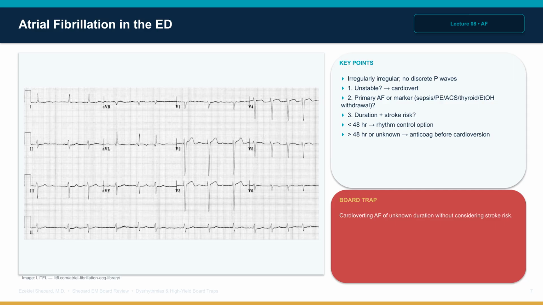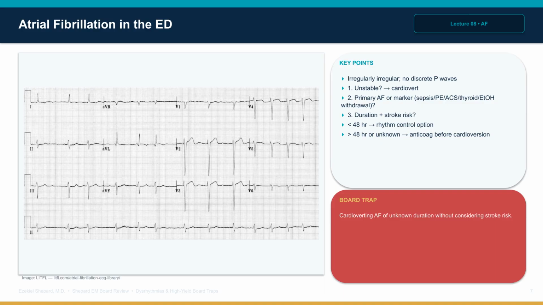The most common underlying causes of new onset AFib tested on boards are hypertension, valvular disease, particularly mitral, hyperthyroidism, alcohol, the classic holiday heart, pulmonary embolism, sepsis, and acute coronary syndrome. Whenever new AFib shows up, screen TSH and consider PE, especially if hypoxia or pleuritic chest pain is present.